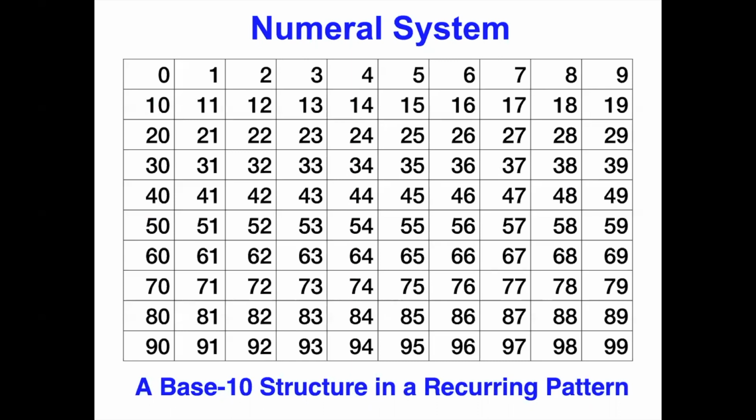What is the recurring pattern? Well, numbers 0 to 9 in the first row recur in every row in what we call the ones digit. Numbers 1 to 9 in the first column recur in every column, but in the tens digit. As parents and teachers, we need to teach children to see and understand this base 10 structure and recurring pattern. We want our counting to reflect them.